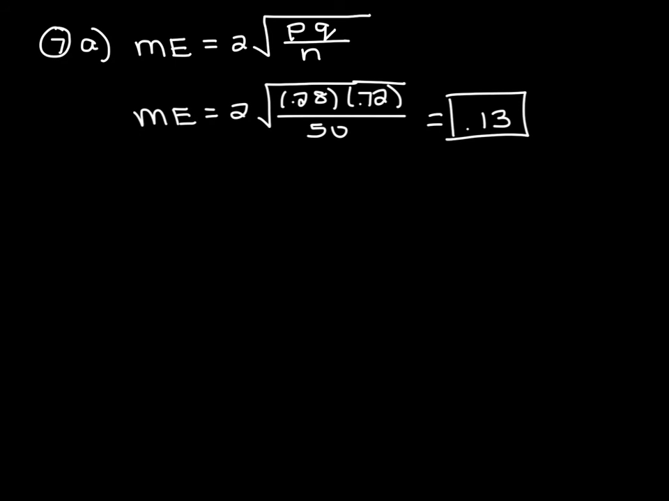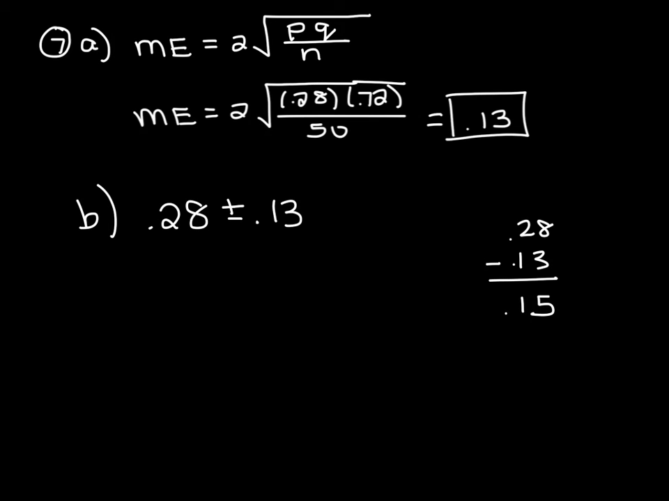All right, so part B wants us to find the 95% confidence interval. So in order to do that, all you have to do is take the mean and add and subtract the margin of error. Okay, so if we did 0.28 minus 0.13, that gives us 0.15. And if we did 0.28 plus 0.13, that's going to give us 0.41. So the interval we're looking at here, if we want a 95% confidence interval, is going to range from 0.15 all the way up to 0.41.